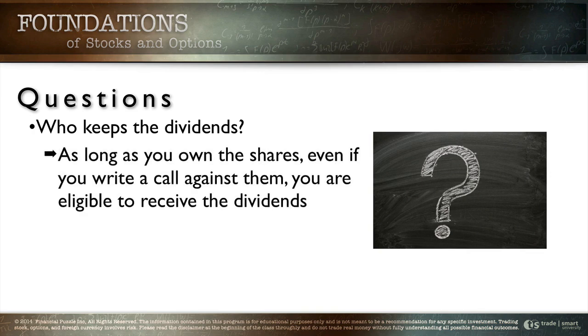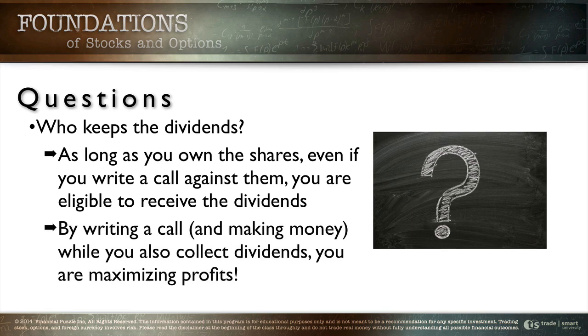As long as you still own the shares, you're still eligible to receive the dividends. Now, if you get called out and dividends are paid after you sell the shares, you don't get the dividends. But if you still own the shares when the dividends are paid, you will get the dividends. Okay? By writing the call and making money while you're still collecting dividends, I think you're maximizing the profit. That's why I call this the ultimate dividend.